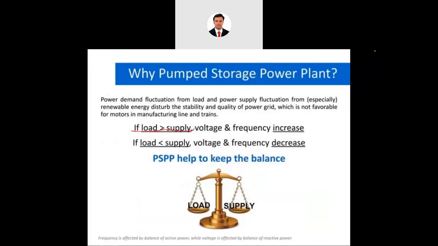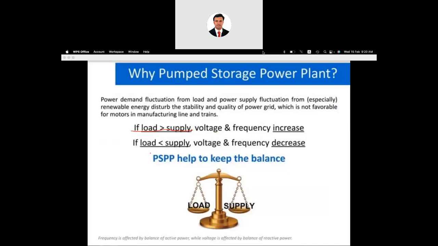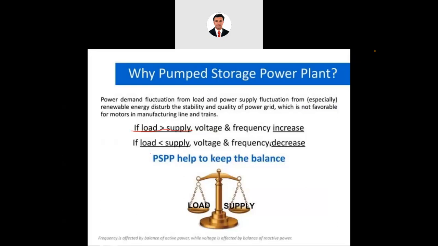You can also see that if the load requirement is greater than the supply, voltage and frequency will increase. If load is less than supply, voltage and frequency will decrease. So this pumped storage power plant will help to keep the balance. When there is excess demand, we produce power to meet it, and if there is a decrement in demand, we use that excess energy to pump the water back.